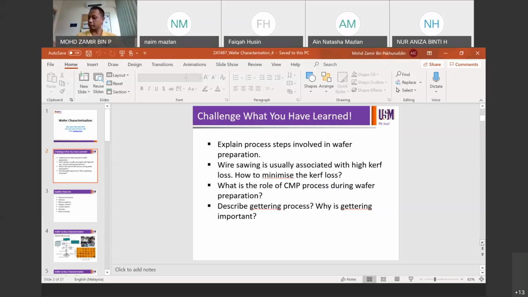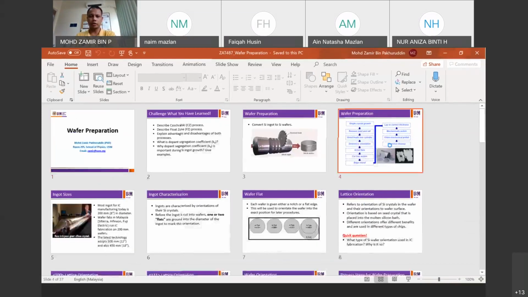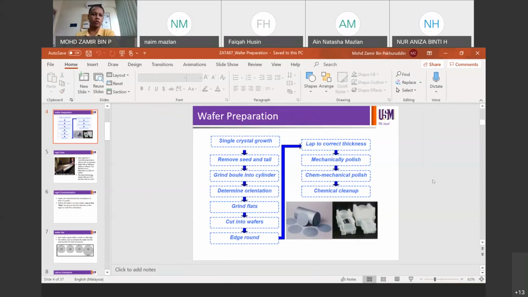How many steps are there in the wafer preparation process? Anyone? Can go back to the previous slides, previous lecture. From the growth, remove seed tail, grinding process, marking the orientation, cutting wafers, edge round, lapping to the correct thickness, CMP process, and finally damage removal.